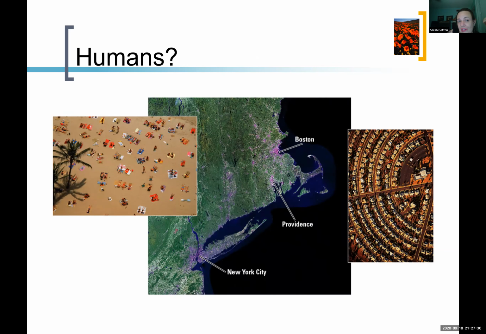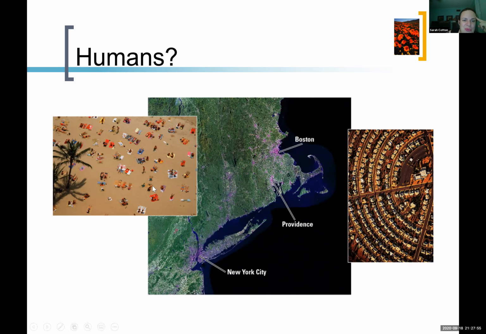One other really interesting thing to think about is that dispersion pattern is very much affected by scale. Okay, so here we're looking at a couple of different interesting pictures of humans. What is the dispersion pattern of humans? We're animals, so we can look at our dispersion patterns too.